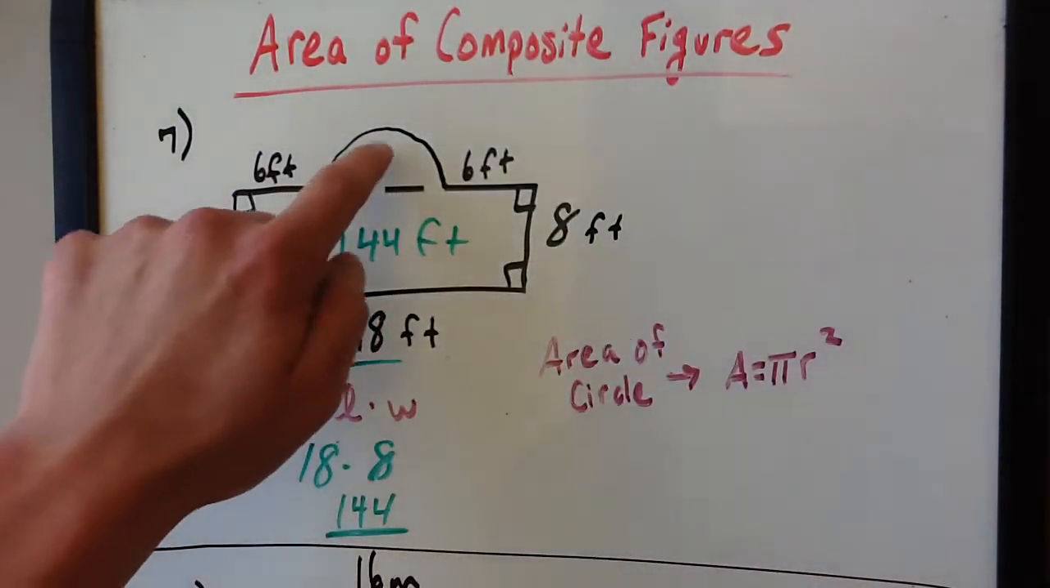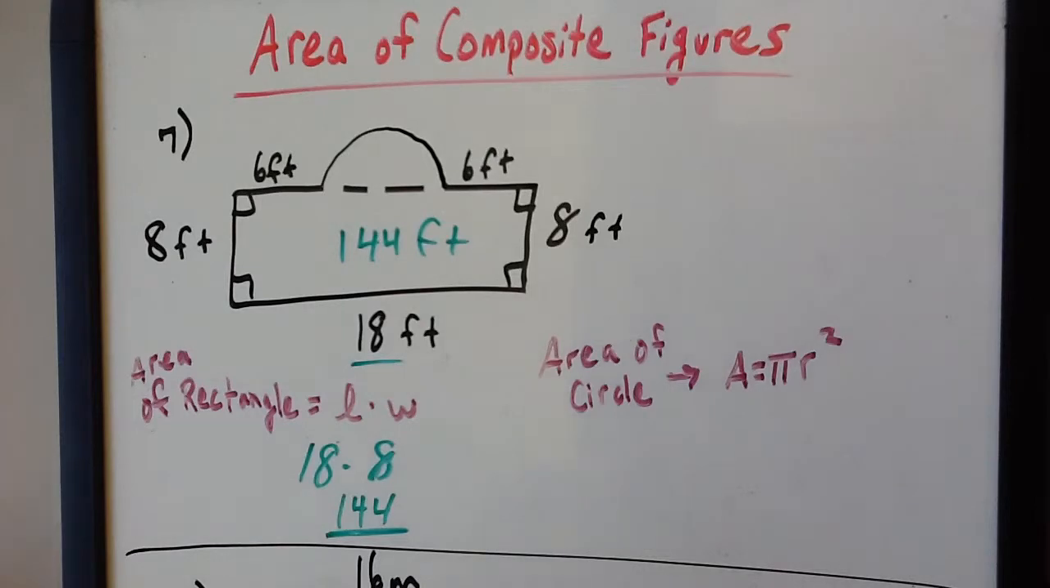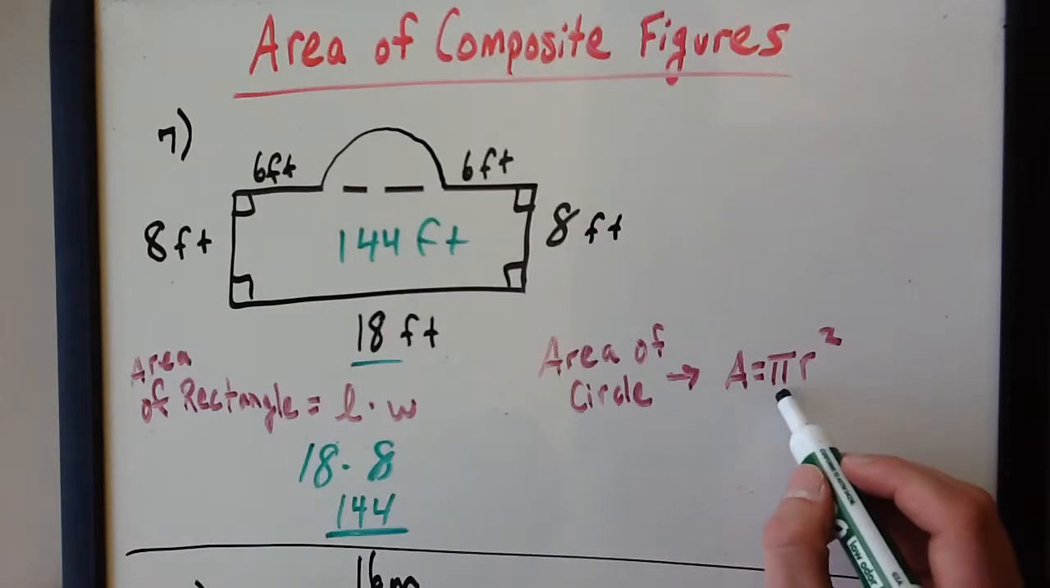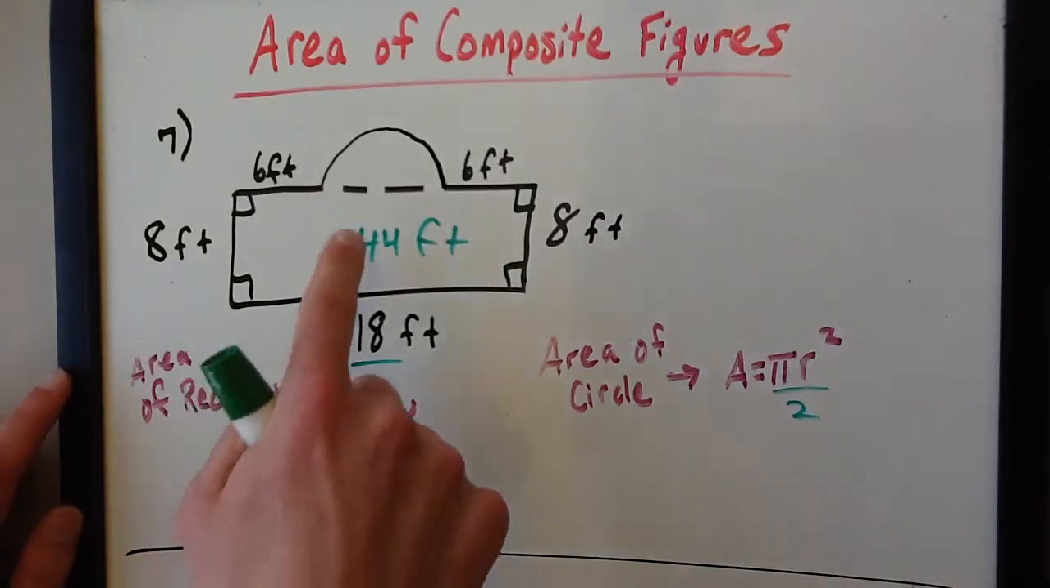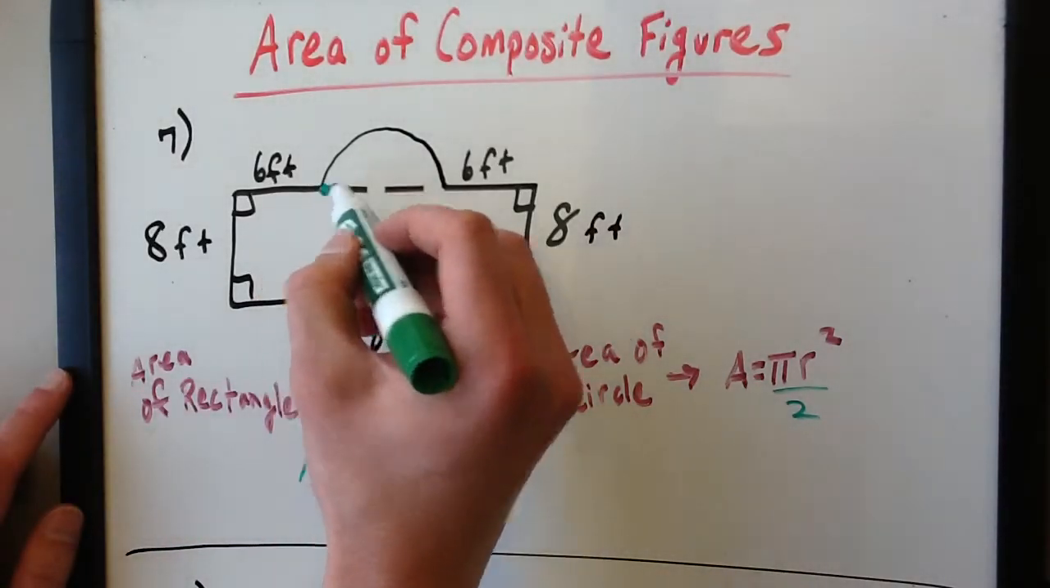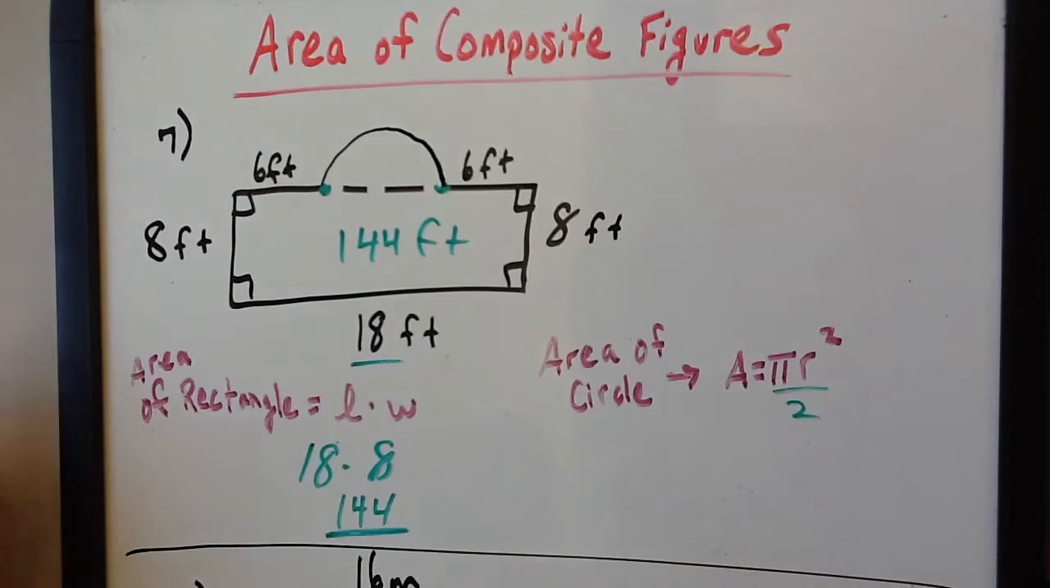Okay, now I've got to find the area of the half circle. So how do you find the area of a circle? Well, the area of a circle is area equals pi times radius squared. So if I have a half circle, I basically just need to divide that area by 2, and that would give me the area of half of the circle. Okay, so what is the distance from here to here? Because that would give me the diameter of the circle, right?